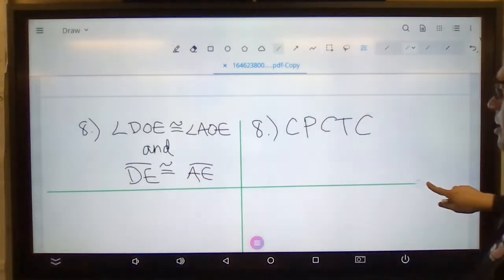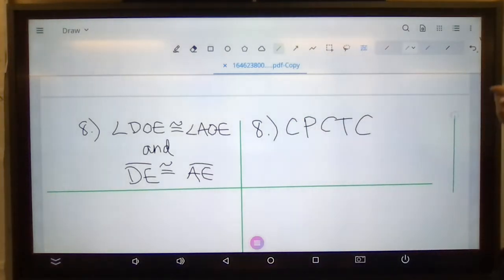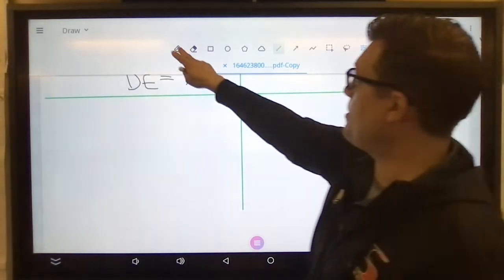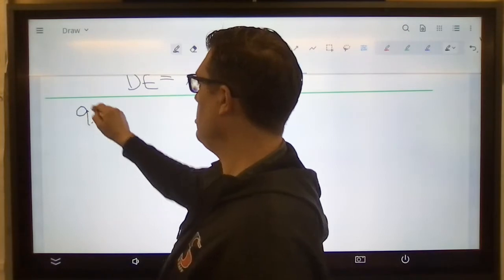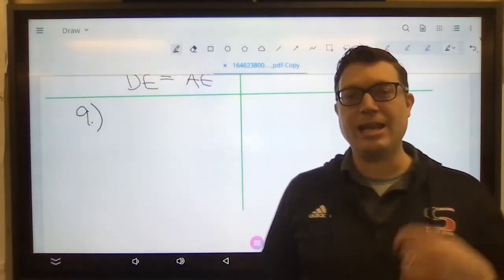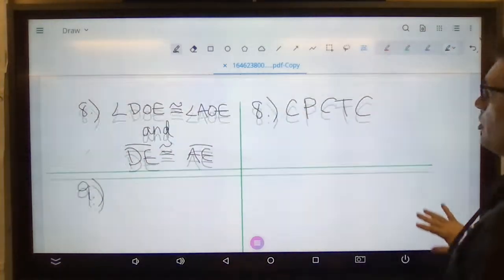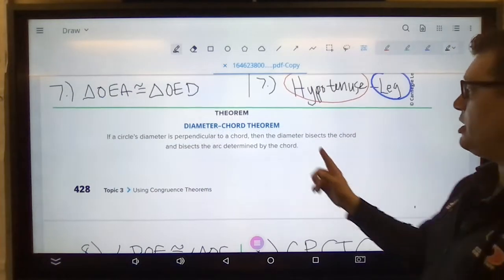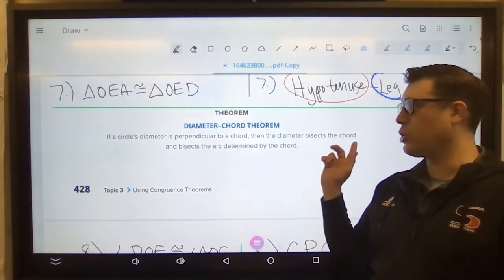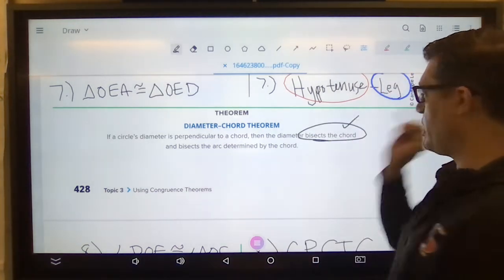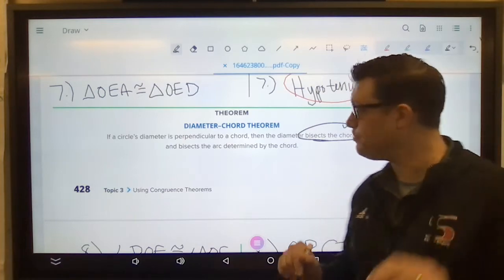We're on step number 9. There we go. Step number 9. Since DE and AE are equal, that was one of the things we had to prove. We had to show that the diameter bisects the chord. And so this one, check. That's done at step 9.